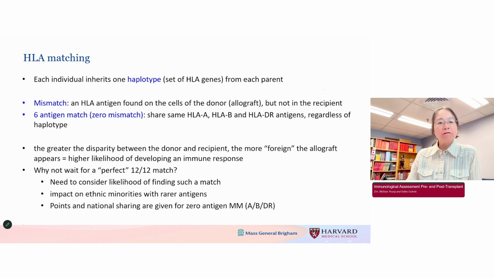So why not wait for a 12 out of 12 match, right? And the reason is because it's a needle in a haystack. If one were to wait for a 12 out of 12 match, then people would be waiting a heck of a long time, because kidneys themselves are scarce. And those with rare antigens and those of ethnic minorities would be waiting even longer.